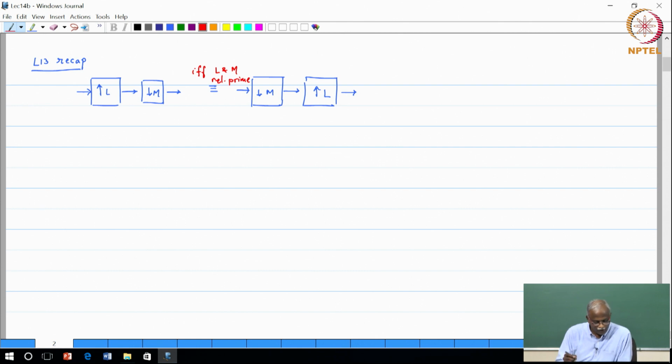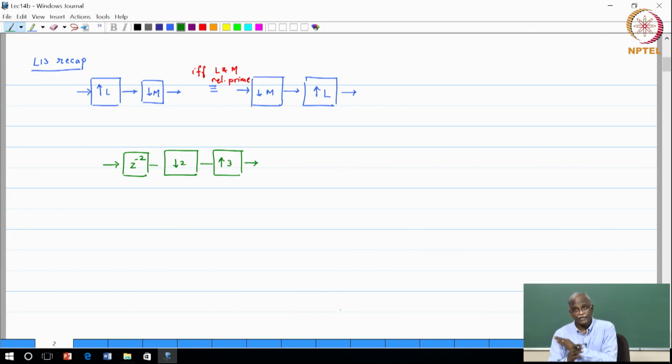An application or an example for this, let us quickly look at it. So, I have z power minus 2, downsampling by a factor of 2, upsampling by a factor of 3. Of course, I can interchange these two if I want to, because they are relatively prime. Now, the point here is not that you can interchange, but keep this example with you, we will come back to it in a minute. So, the noble identities, and then we will come back to this example.